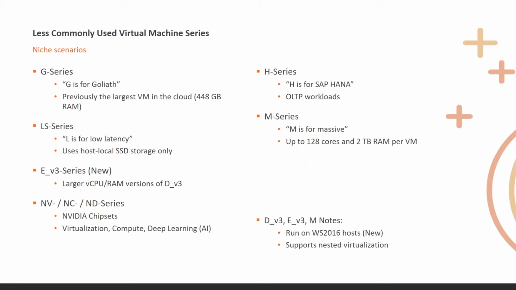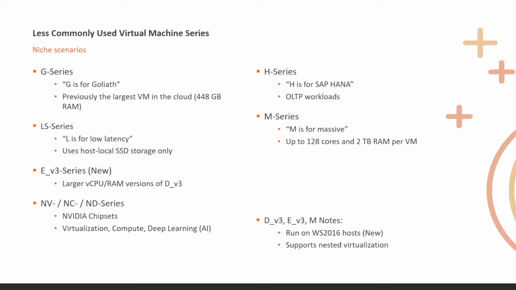Then the M series, the new biggie in the block. M is for massive. Up to 128 cores and 2 terabytes of RAM per VM. That's a big virtual machine. And that's why Windows Server 2016 Hyper-V has such high virtual machine capabilities. It is actually because of the M series. Another little tidbit from Ben Armstrong at Ignite Australia.